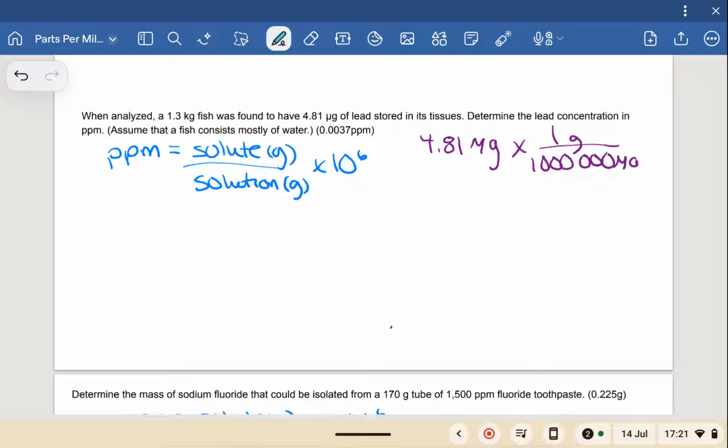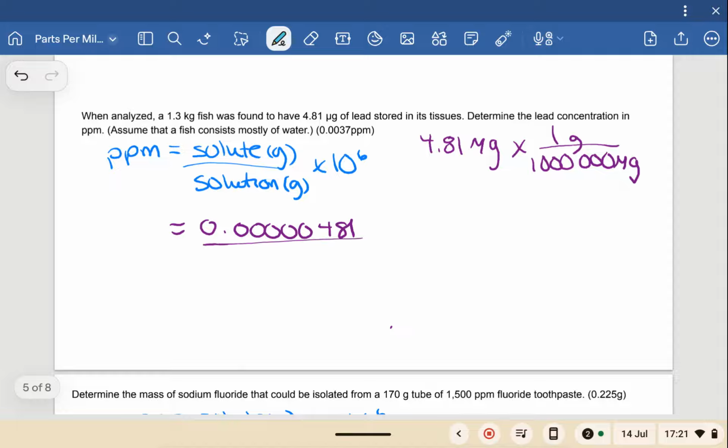Now, if you didn't know that, that conversion is in your data booklet. You just would have to look it up and make sure you know how to use it correctly. So we would have that 4.81, and then you'd want to times it by 1 over a million. So make sure you have those 6 zeros, and you're going to get a very small number, 0.00000. So I should have 5 zeros there, 481.